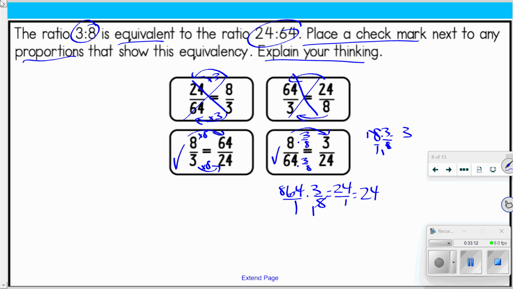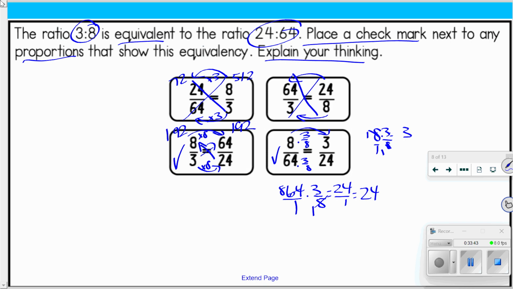Now, could I also cross multiply? Yes. 3 times 64, 8 times 24. I do recommend when you're cross multiplying, especially when looking at equivalencies, start on the bottom number and write them on top, because this will also show you which one's bigger or smaller. So 3 times 64 would give me 192. 24 times 8 would give me 192.